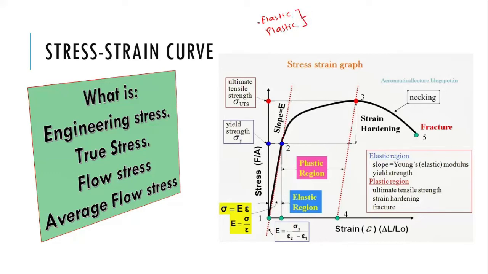Elastic behavior is one in which once the force is removed, the material will regain its shape, right? While the plastic one is a permanent deformation in which even if the force is removed, it will not regain its original shape. That means it is permanently deformed, or the permanent deformation, or the plastic deformation.